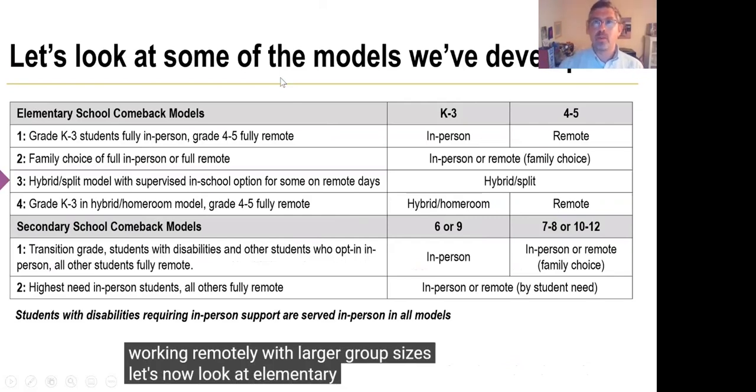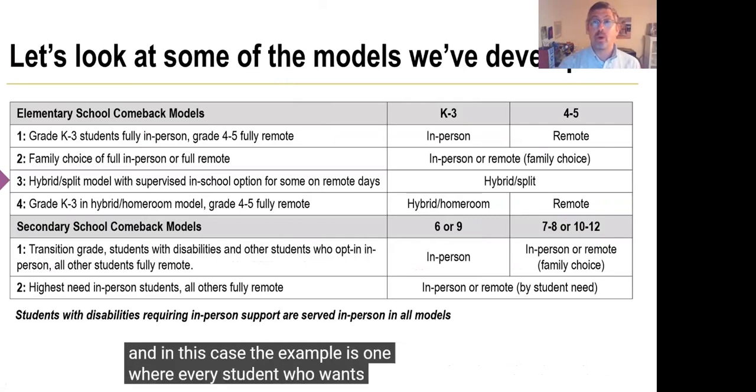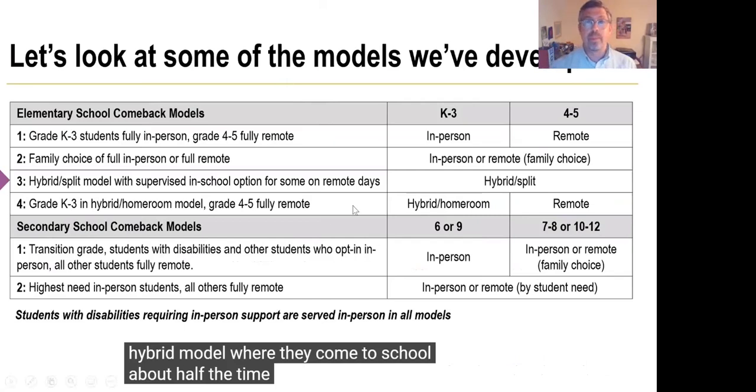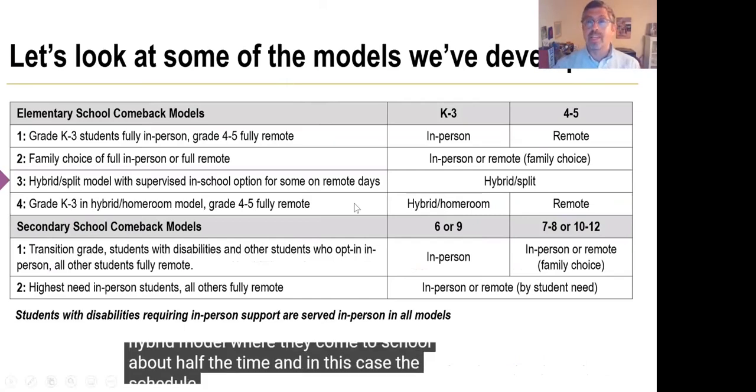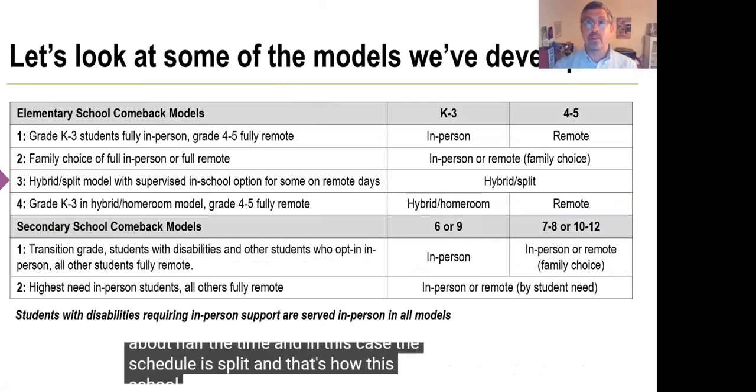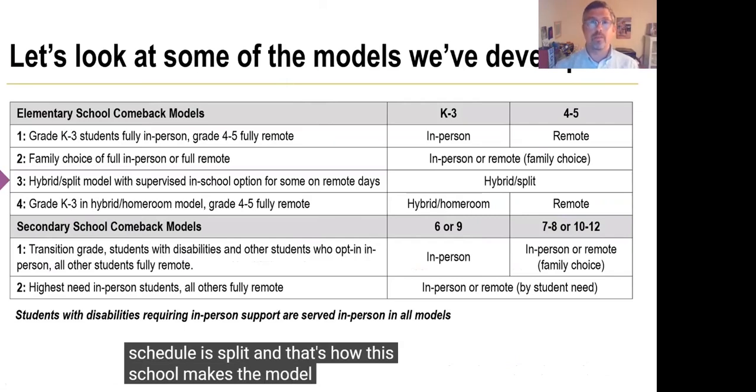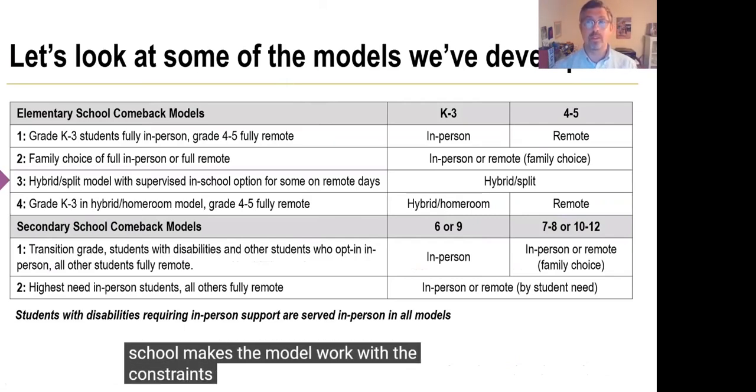Let's now look at elementary model 3. In this case, the example is one where every student who wants it is in a hybrid model where they come to school about half the time. And in this case, the schedule is split. And that's how this school makes the model work with the constraints on resource levels.